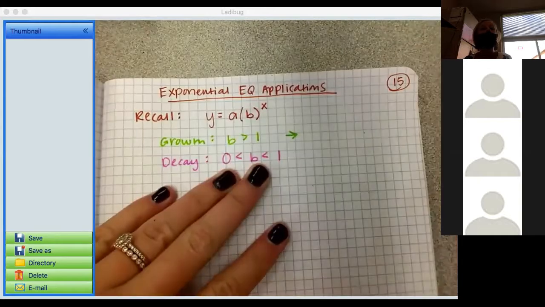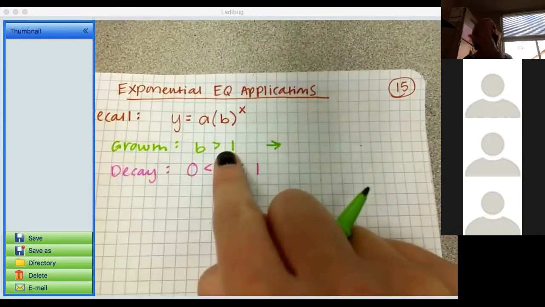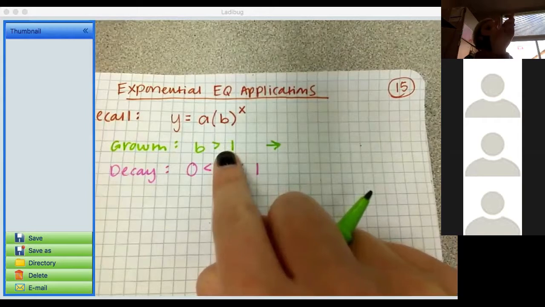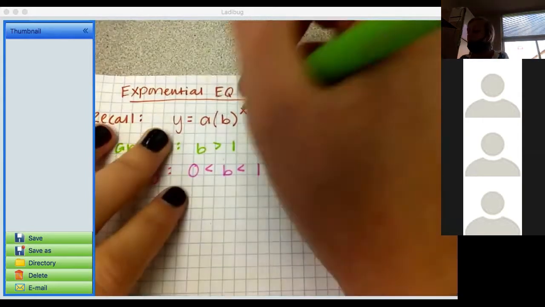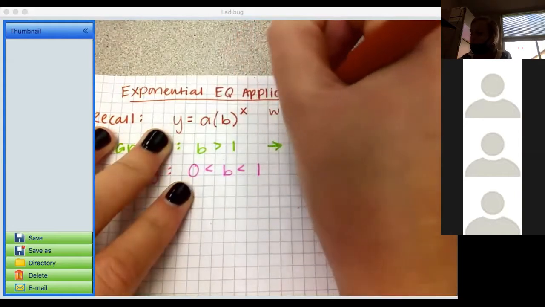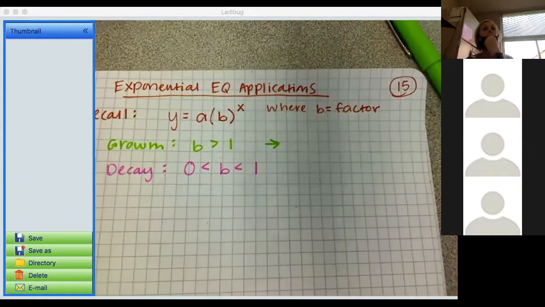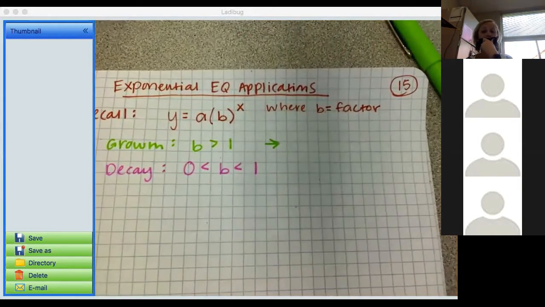To find growth, if you know the B is bigger than 1, you should not have to do what I'm about to show you. Did everybody hear me say that? If they give you the factor, let's write that down actually. Write this down because I don't know that this was differentiated for you in the past. B is the factor.